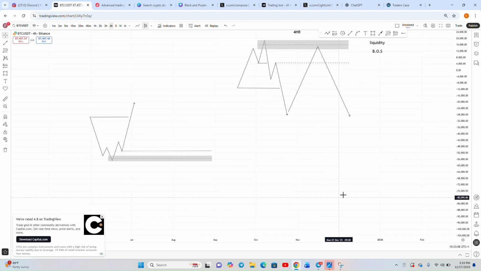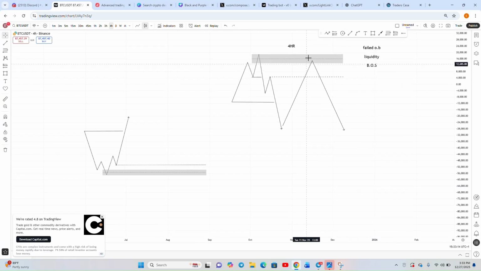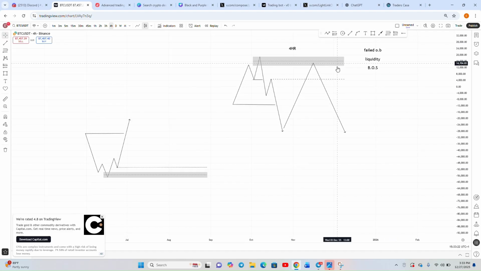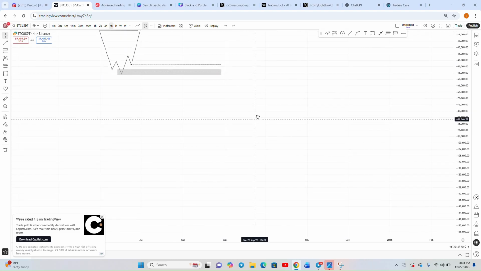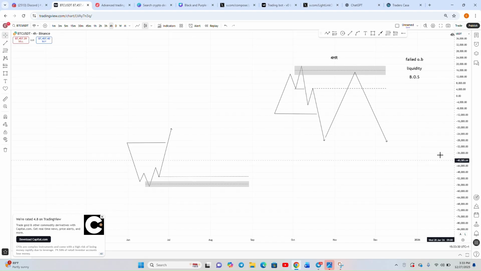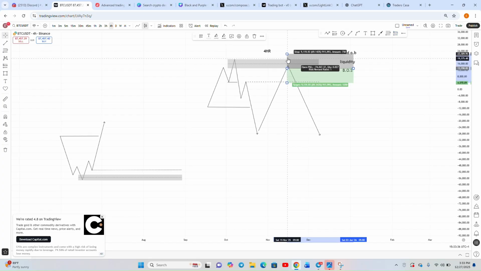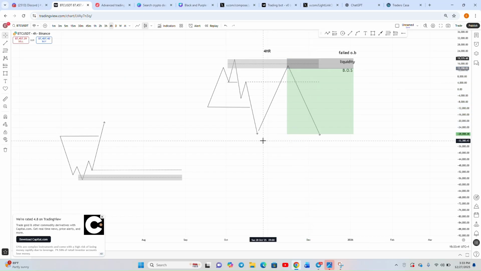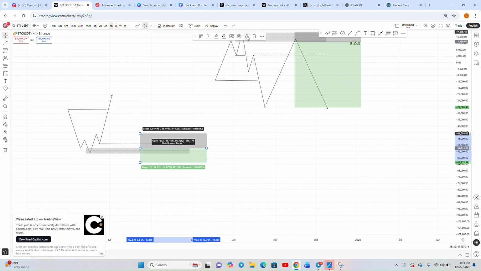Now for the 15 minutes entry and confirmation. I have just given you what we need to look out for on the 4-hour first. Now for the 15 minutes confirmation and entry. But mind you, there are still people that take trades directly from the order block. They are taking their trades directly from this order block as well, going bullish.